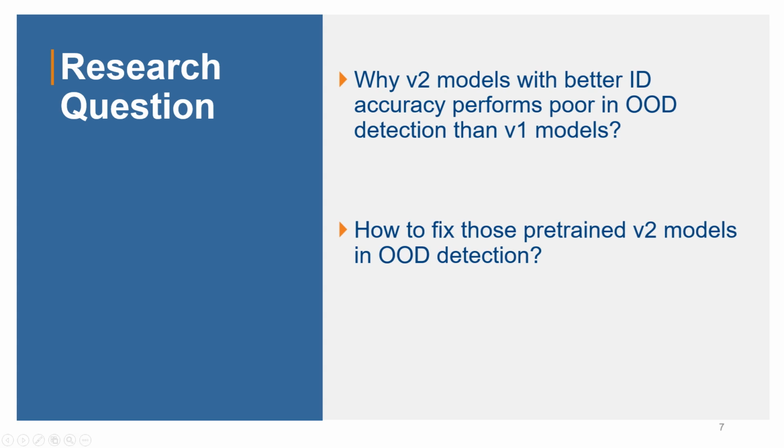We have two questions. The first is why V2 models with better ID accuracy perform worse in OOD detection than V1 models, and then how to fix those pretrained V2 models in OOD detection.